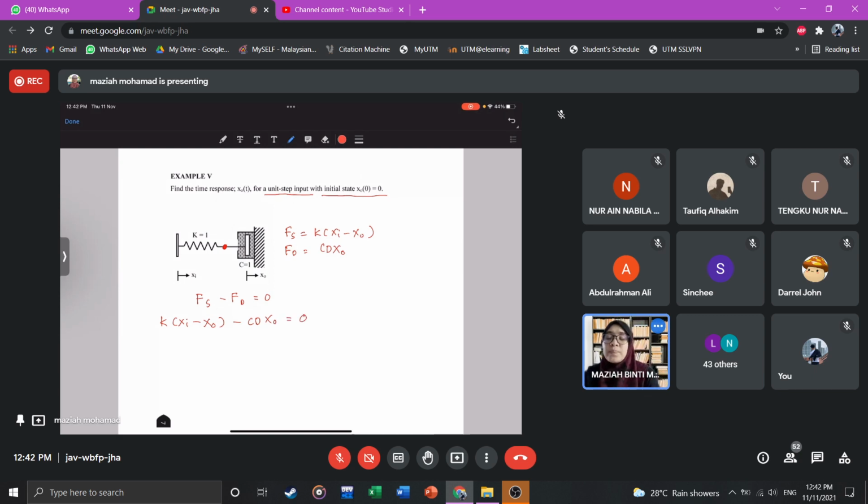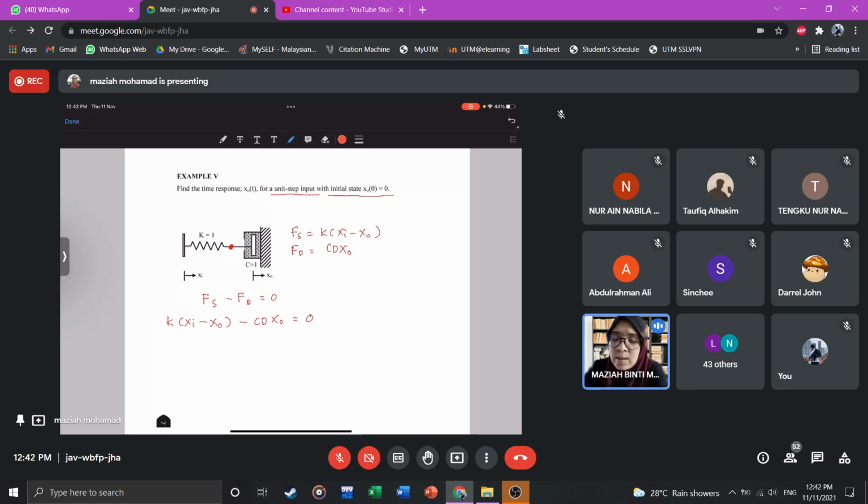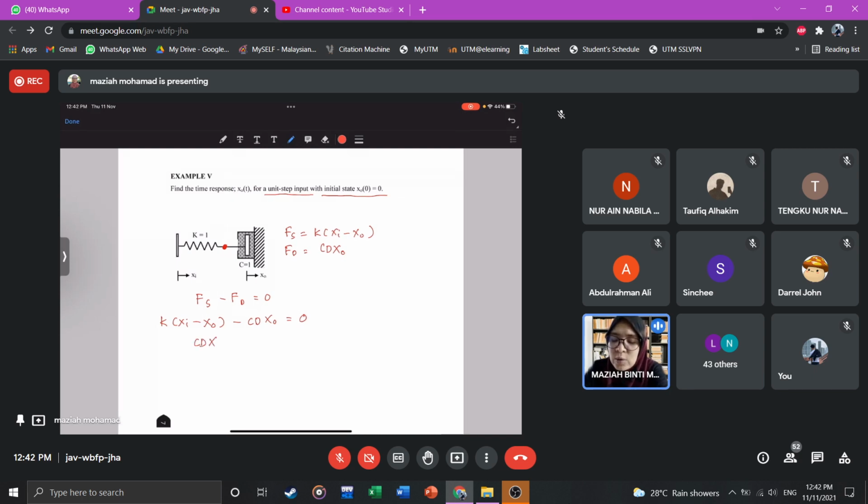Once we get this equation, we're going to separate the input and output. We put the output on one side and the input on the other side. So we have C D x naught plus K x naught is equal to K xi. So this is the ODE form, the ODE for this system.